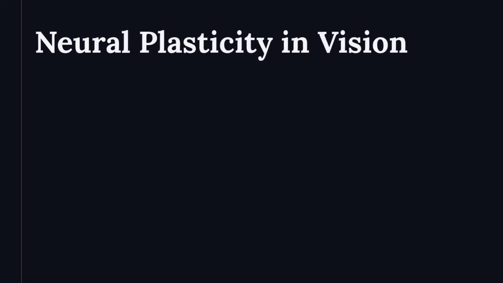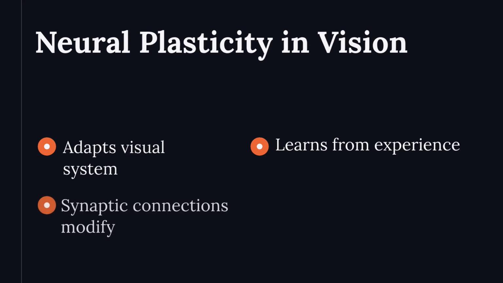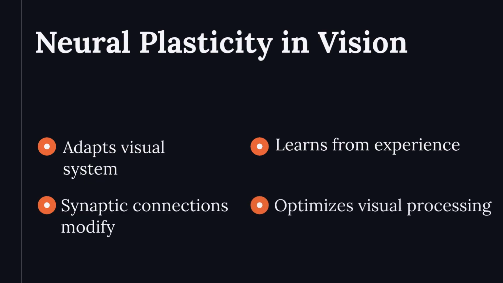Neuroplasticity adapts the visual system. It learns from visual experiences. Synaptic connections modify through experience. This influences adaptation to changing circumstances. Neuroplasticity optimizes visual processing over time.